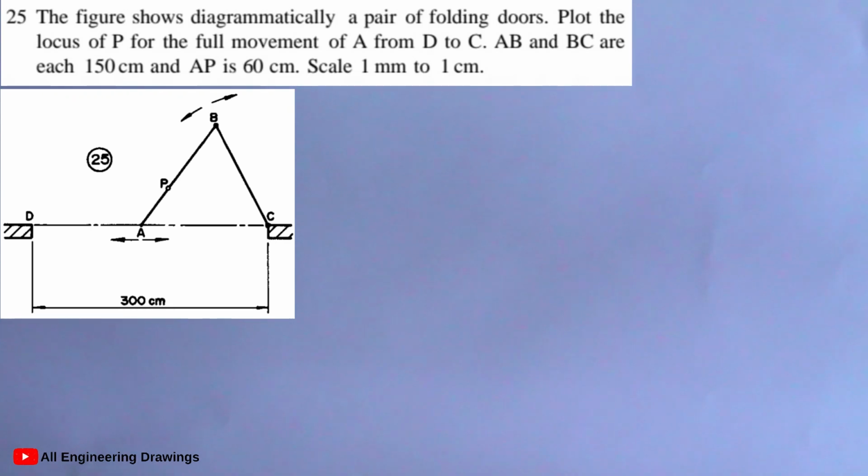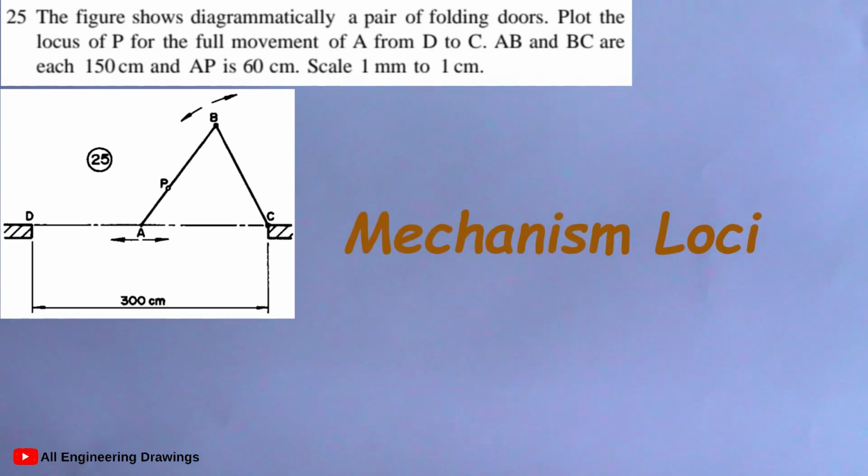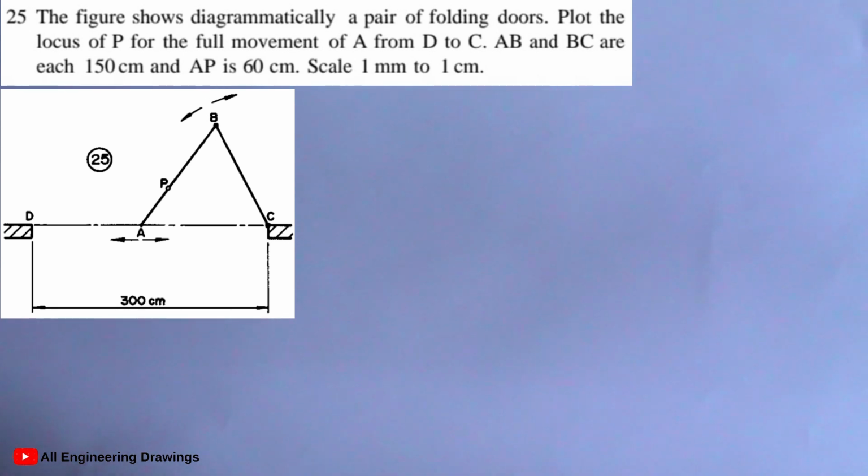In this video, I'll be showing you how to draw the solution of the above mechanism loci question. From above, the question says the figure shows diagrammatically the pair of folding doors. Plot the locus of P for the following movement of A from D to C. AB and BC are each 150 centimeter and AP is 60 centimeter.